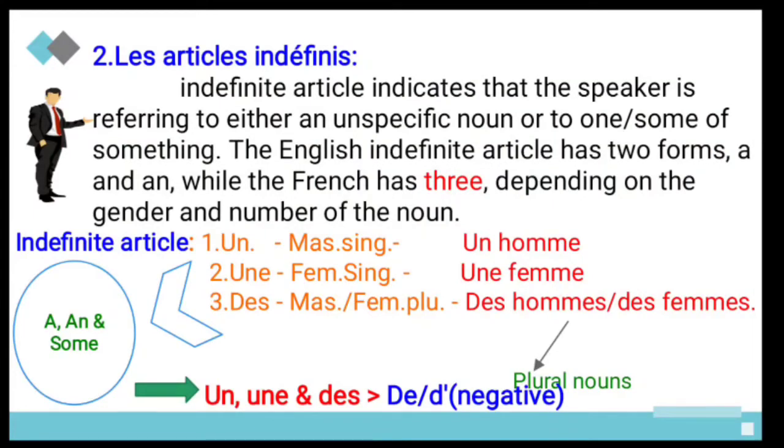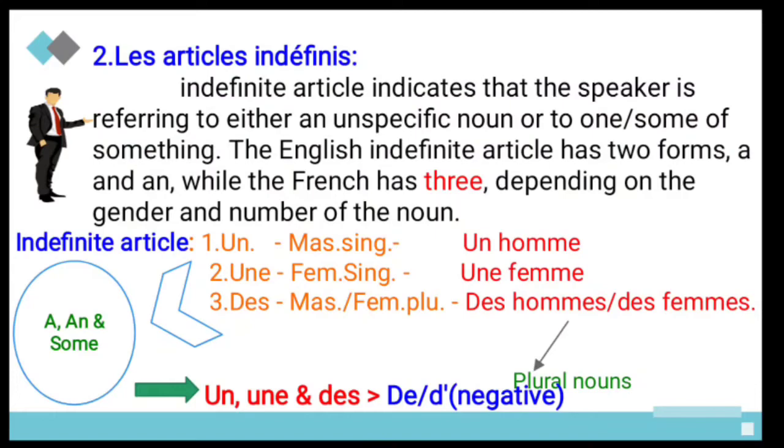The English indefinite article has 2 forms, a and an. French has 3 forms depending on the gender and the number of the noun. So in English there are 2 forms, a and an, and French has 3 forms. One, un, means a or an. It is used for the masculine singular. See the example, un homme, a man. And une is used for the feminine singular, une femme, a woman.